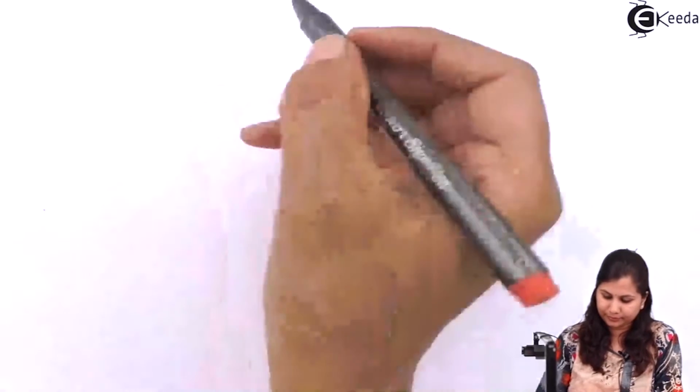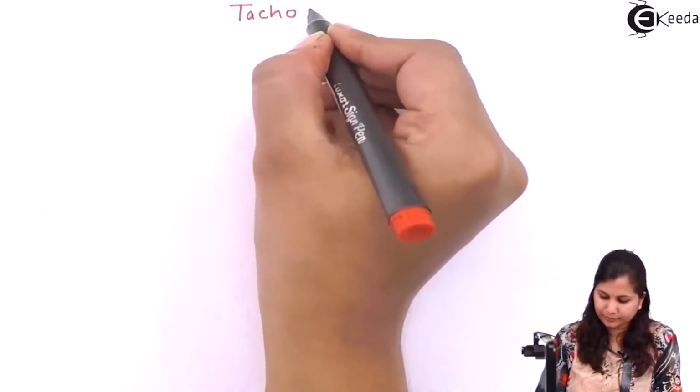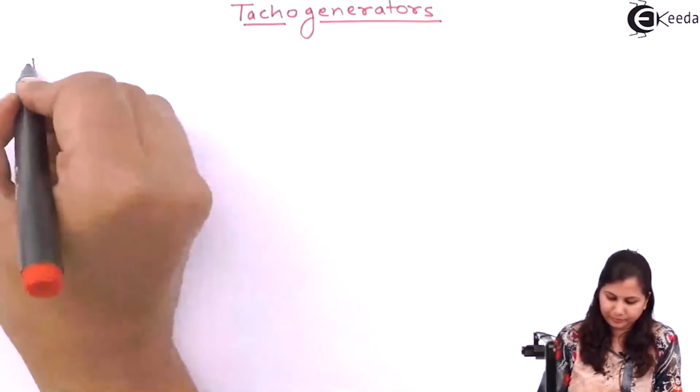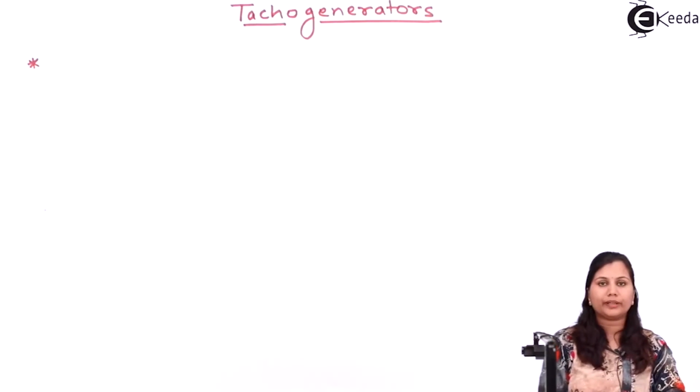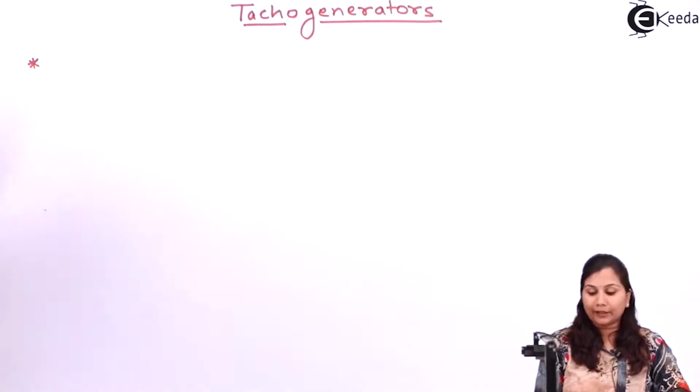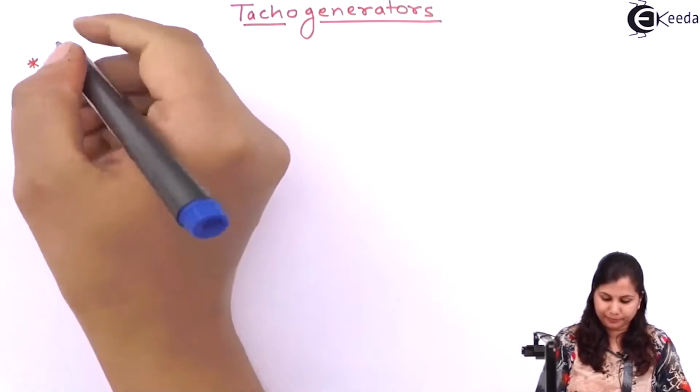To study about the third control system component, tacho generators. A tacho generator is an electromechanical device which converts the angular displacement into an output voltage.